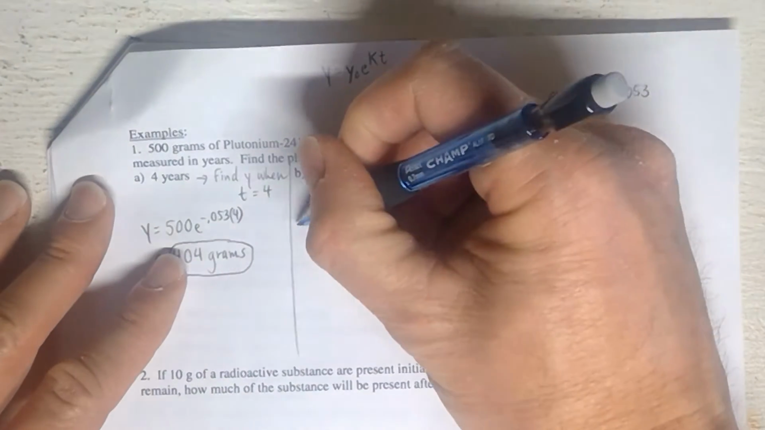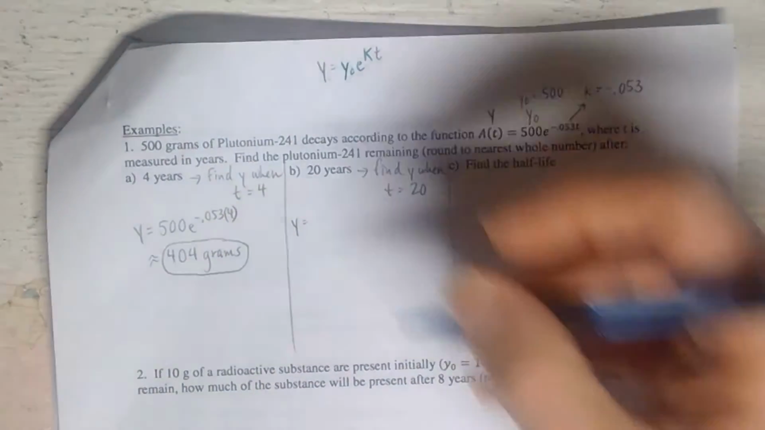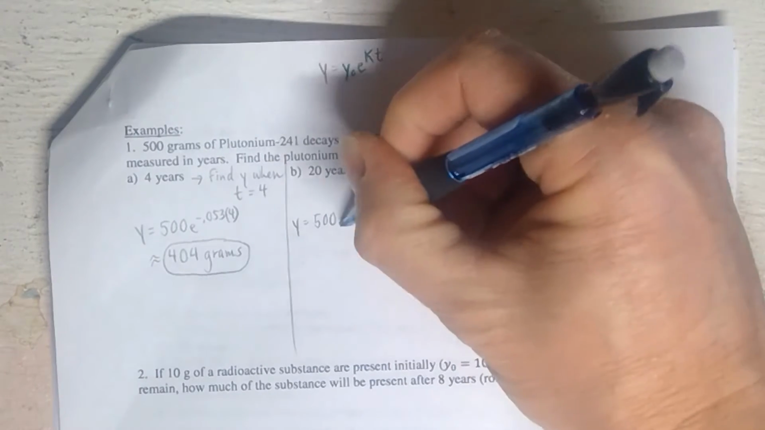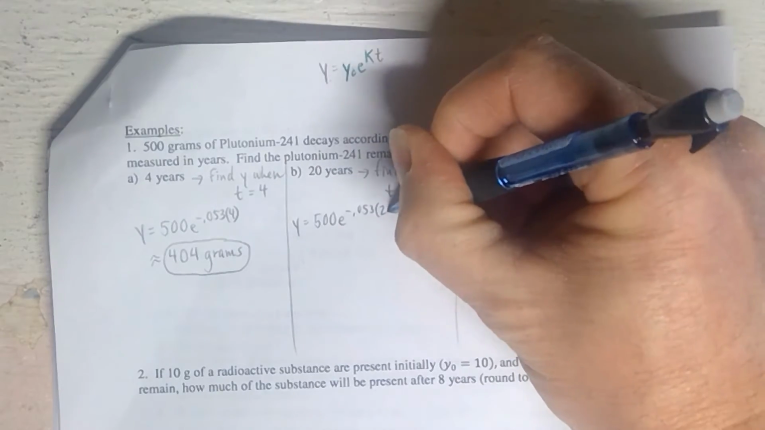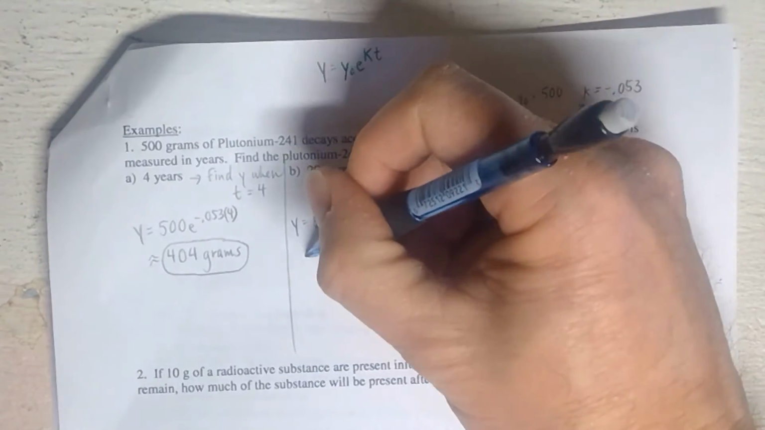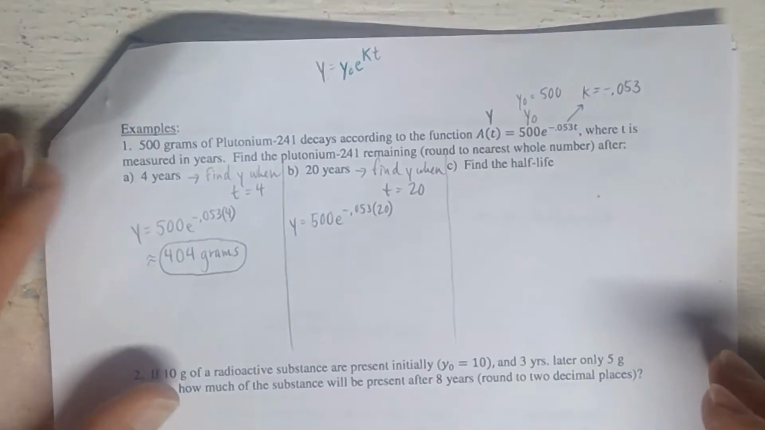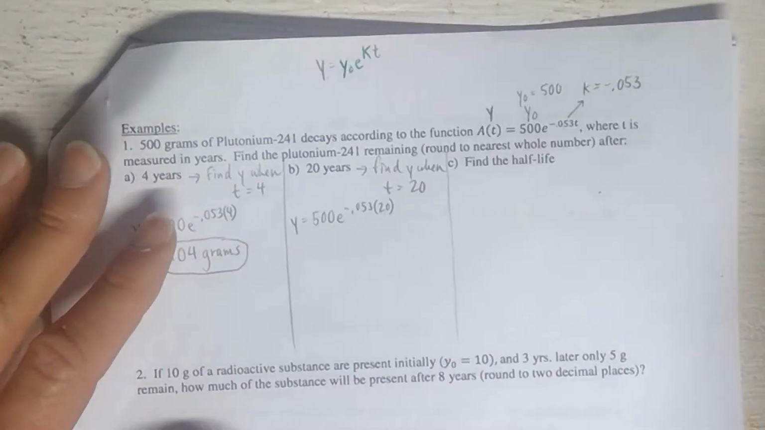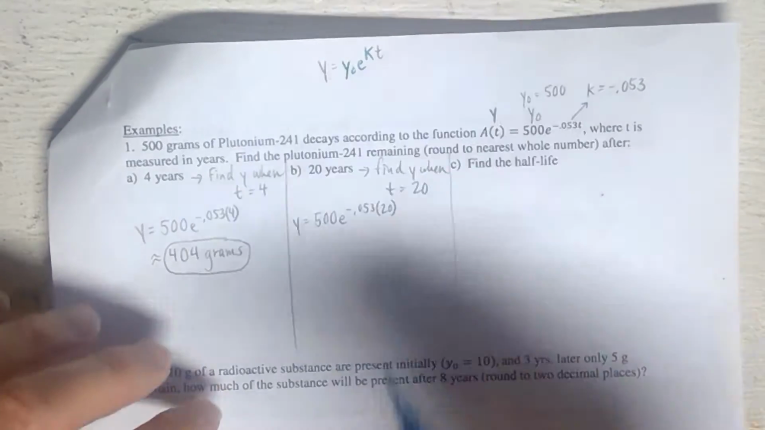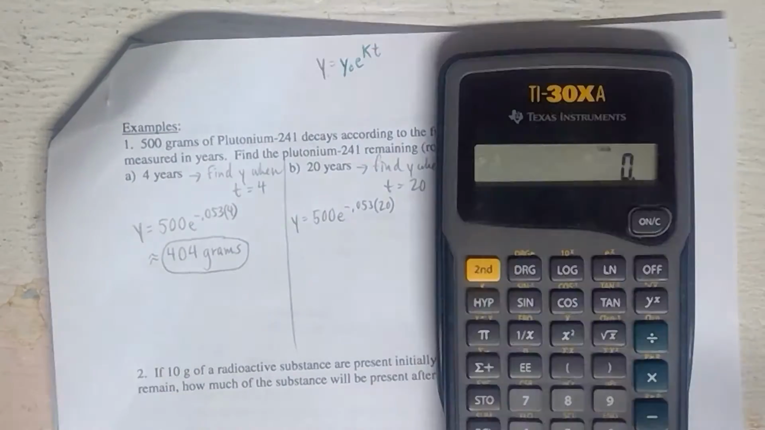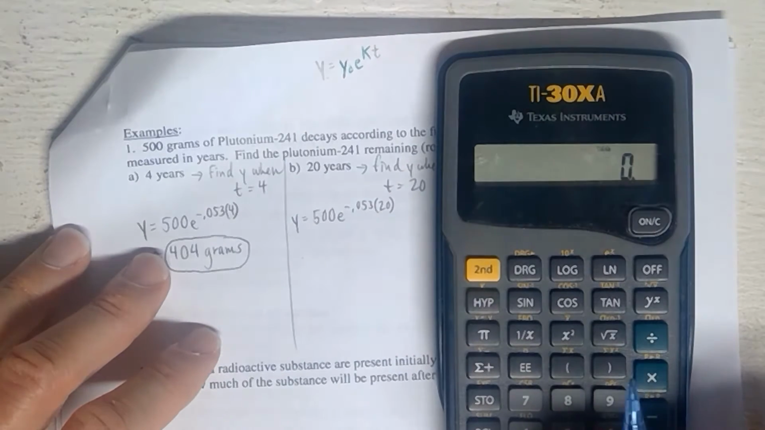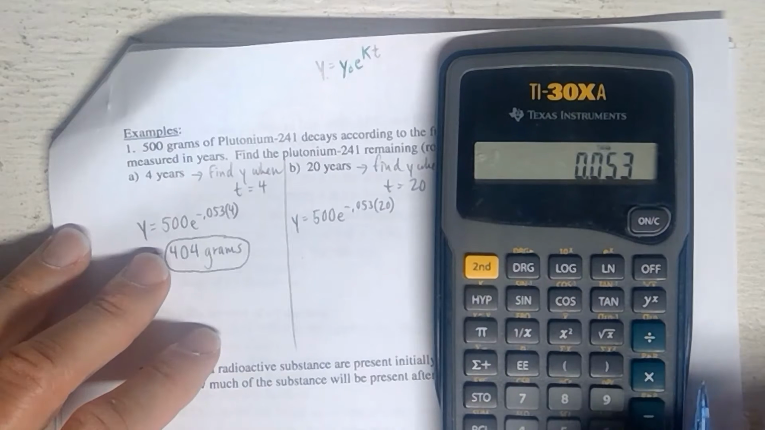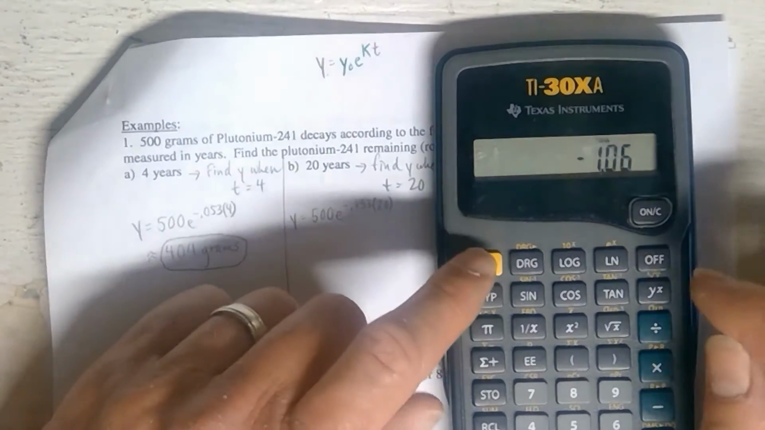We're going to do exactly the same thing here in problem B. The only difference is that you plug in the 20, so this is good practice. Since y is already by itself and I want to figure out what it's equal to, I just need to take the other side of the equal sign and stick that in my calculator. So we have 0.053 negative times 20, and then you raise e to that power.